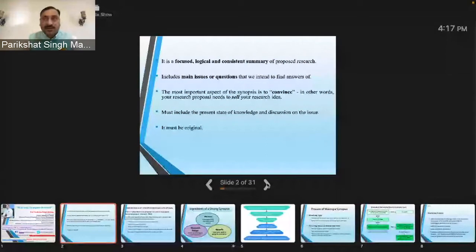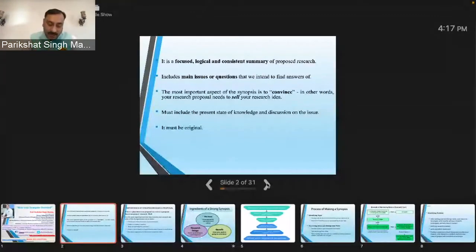your mind, you should have a clarity to sell those ideas. So basically, how you sell your thought is what is important. How you convince others and how you sell your research idea. That is what your research synopsis is all about.